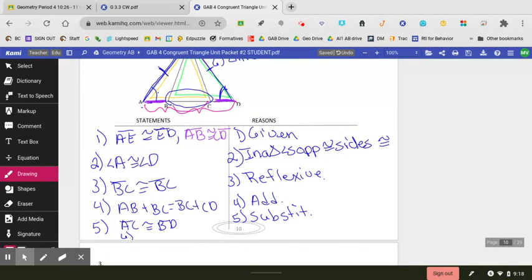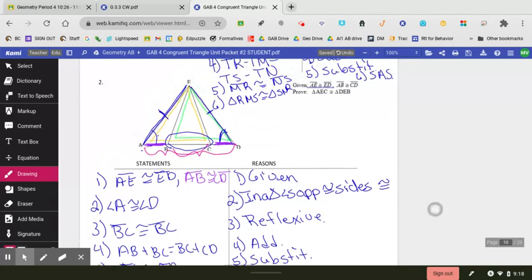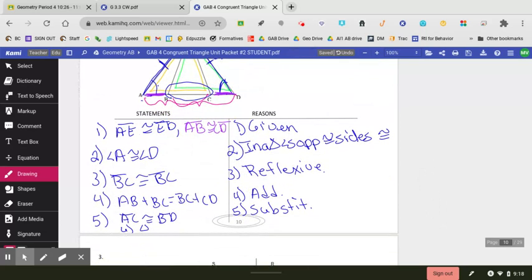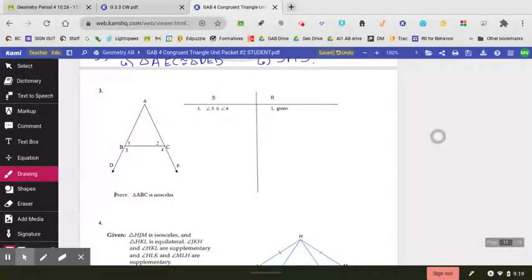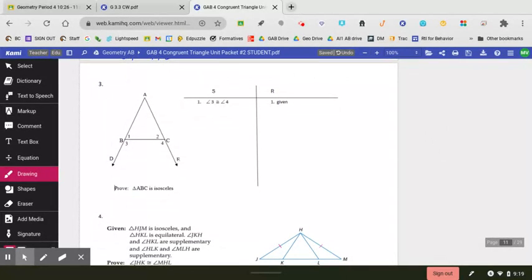And then lastly, I have my triangles. So I know triangle AEC is congruent to triangle DEB, and that's by side angle side. Okay, so number 3, I want you to start it from the beginning, try it yourself, then come back and we'll go over it. So pause and try it.